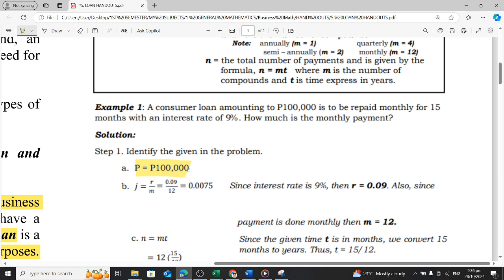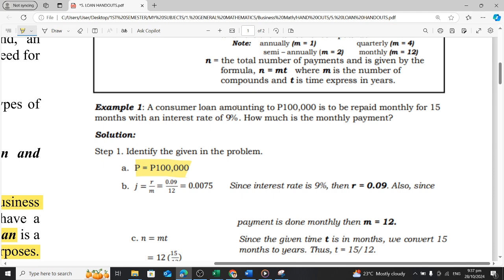Now our rate is 0.09. Since this is a simple annuity, meaning to say we have a monthly payment or payment interval of 12, but we have a compounding period that is also monthly, meaning to say equal ang payment interval and our compounding period.